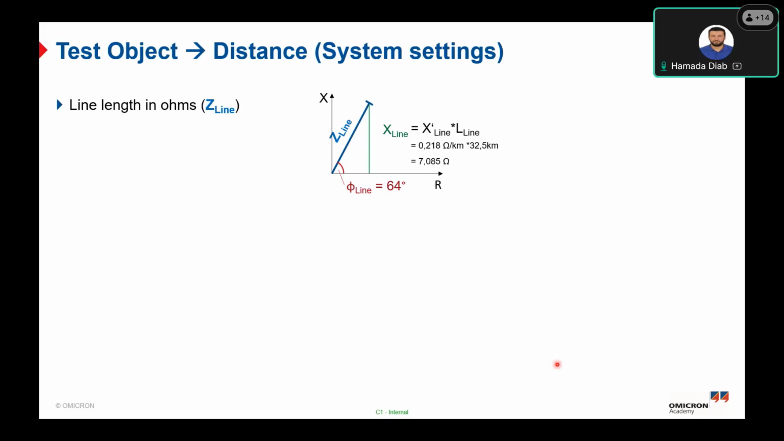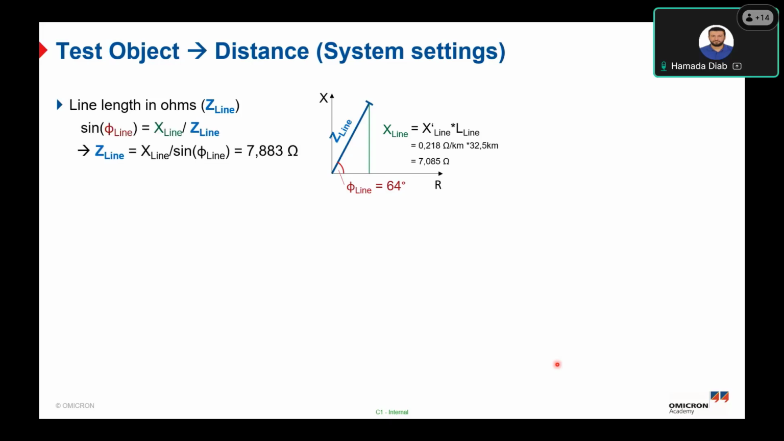So simply we can use the formula X line equal to 0.218 ohm per kilometer multiplied by the line length, which is 32.5 kilometers. So we will have the X line total of 7.085 ohm. Okay, so here is the total X line, or the total inductive reactance of the overhead line. But now I need to calculate the Z line. So we can use the mathematical formula: sine of the line angle equals X line divided by Z line. So we can calculate Z line equal to X line divided by sine of the angle, which equals 7.883 ohm.